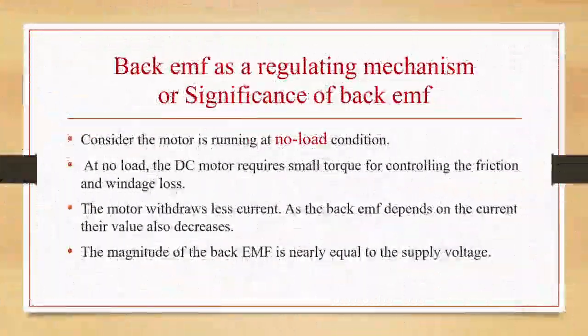Now, let us see the significance of back EMF as a regulating mechanism. The presence of back EMF makes the DC motor a self-regulating machine. That is, it makes the motor draw just as much armature current as is sufficient to develop the torque required by the load. So the armature current is given as V minus EB by Ra. There are three conditions here: when the motor is running on no load, when the motor is suddenly loaded, and when the load on the motor is decreased. Let us see the first one.